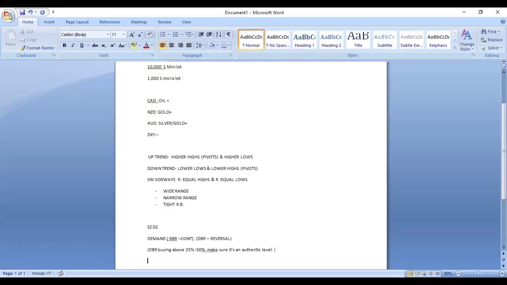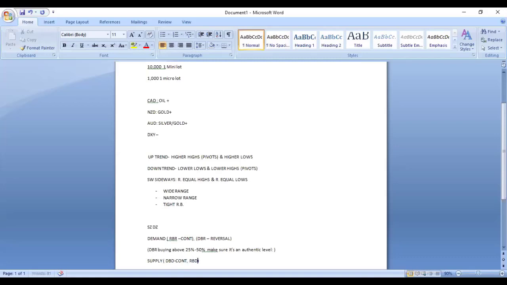So now, if we're going to recap on supply and demand, also in supply, what kind of formation should I be looking at? Drop base drop. And rally base drop. Rally base drop. Okay. And which one is the continuation pattern? Drop base drop. Perfect. Correct. Okay.